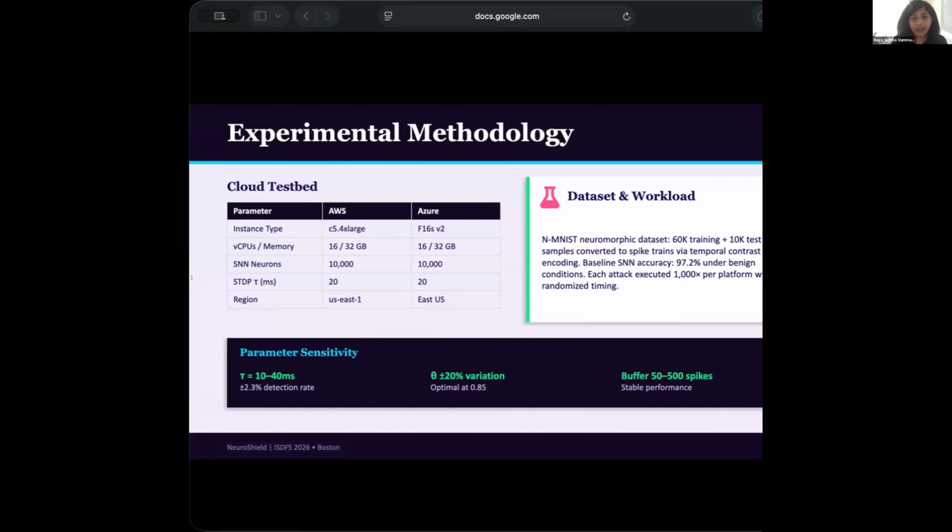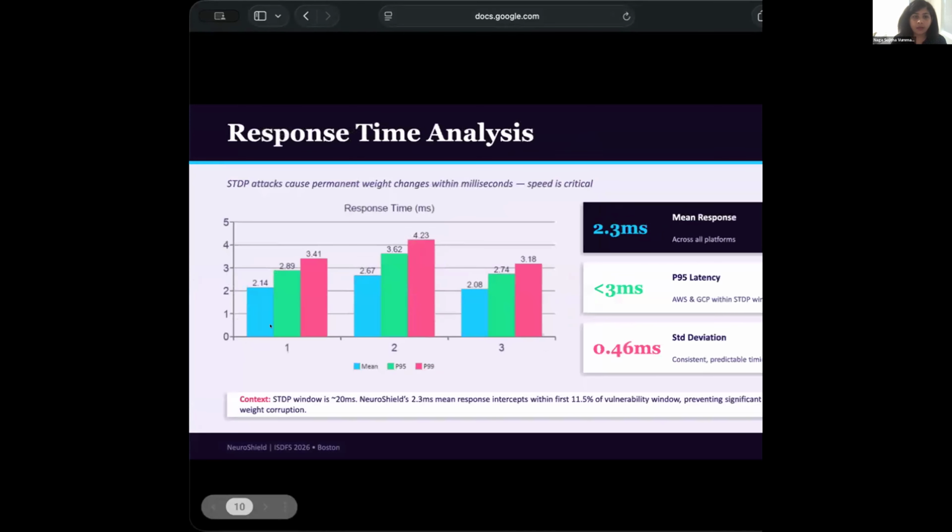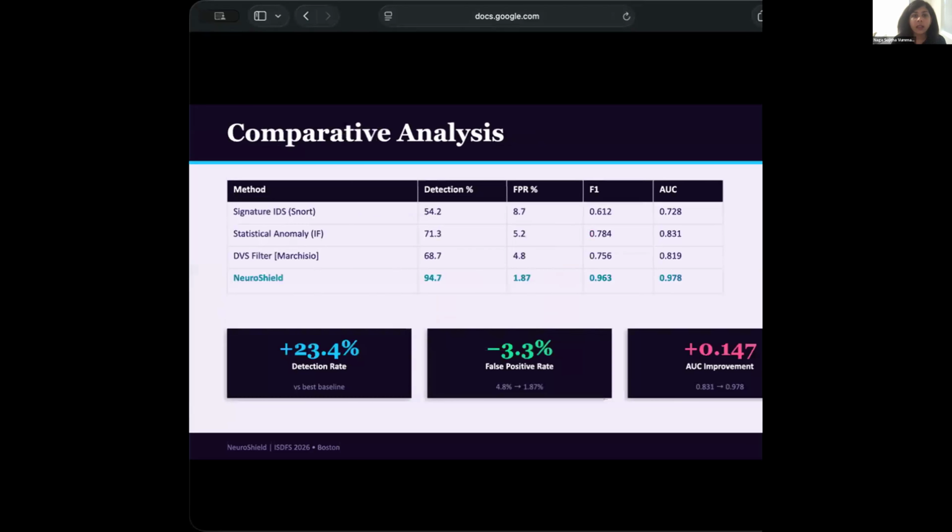This slide covers the experimental methodology, and these are the detection results, which is the central empirical contribution. And here, if you see, the response time is arguably as important as the detection rate for neuromorphic security because STDP attacks cause permanent weight changes within milliseconds. And now, in this slide, we show the comparative analysis of why domain-specific detection matters.